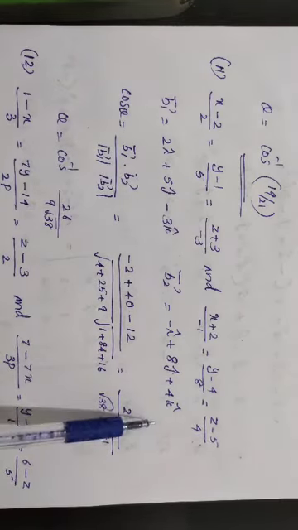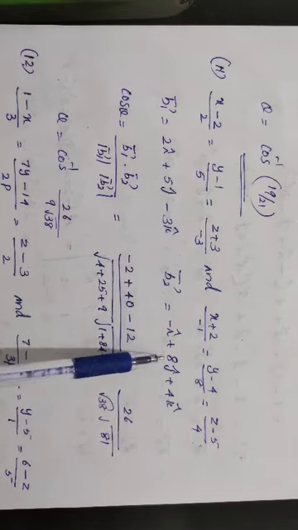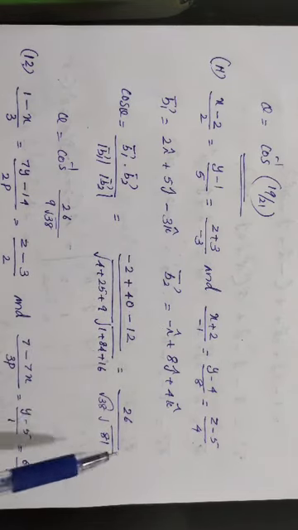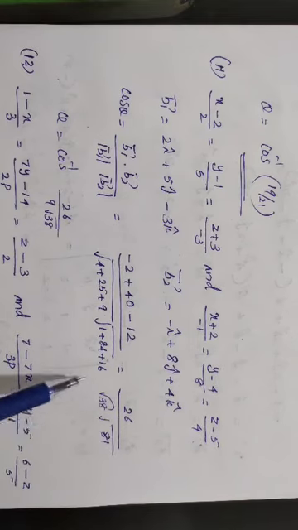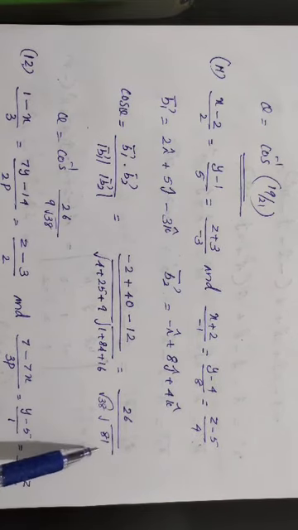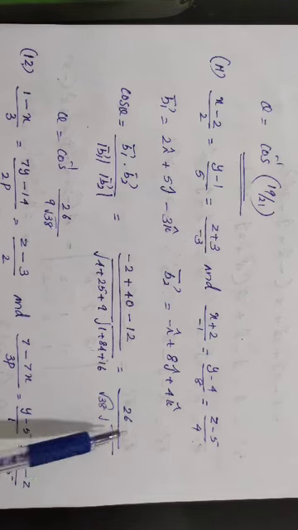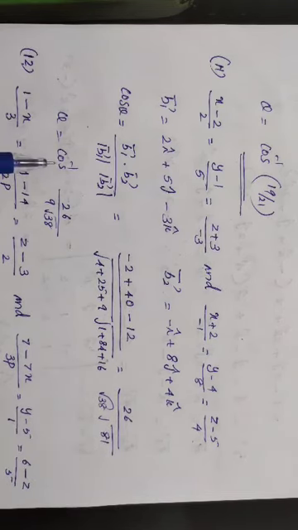And the modulus of the second vector is root of 1 square plus 8 square plus 4 square. We will get the answer 26 by root 38 into root 81. We know root 81 is 9, then we can write 26 by 9 root 38. Then what is theta? Theta is cos inverse 26 by 9 root 38.